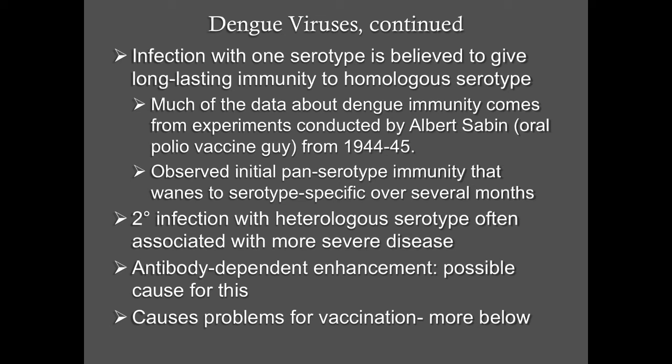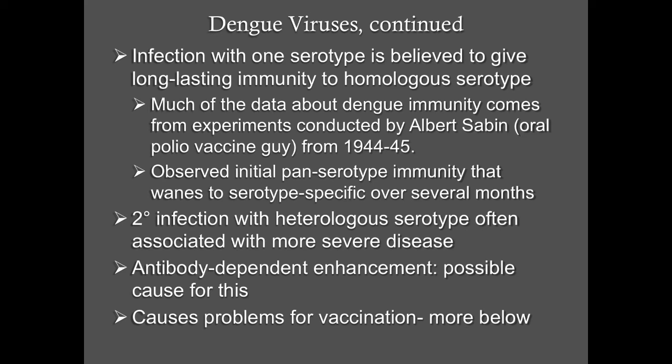And he observed that initially after dengue infection, you were probably immune to most serotypes, but this eventually waned to become serotype-specific immunity, and this is how we began to define the different serotypes of dengue, as to how one responds to different isolates of dengue, and they could then be classified as 1, 2, 3, and 4.